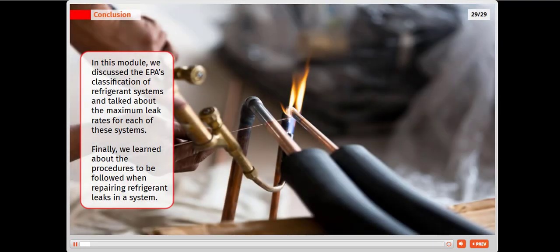In this module, we discussed the EPA's classification of refrigerant systems and talked about the maximum leak rates for each of these systems. Finally, we learned about the procedures to be followed when repairing refrigerant leaks in a system.